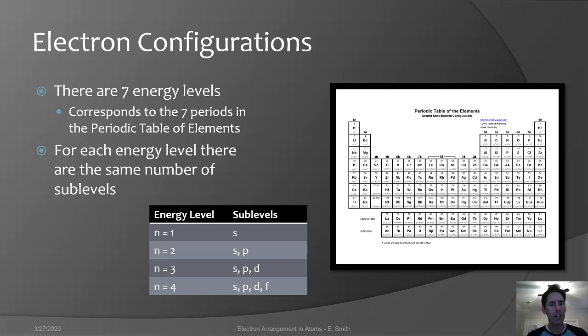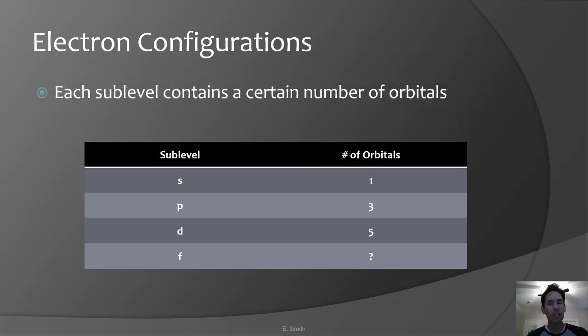So again, for each energy level, there is a sublevel. So if we have energy level 1, there's 1 sublevel. In each sublevel, there's a certain number of orbitals. For example, in sublevel s, there's 1 orbital. For sublevel p, there are 3 orbitals, and so on and so forth.